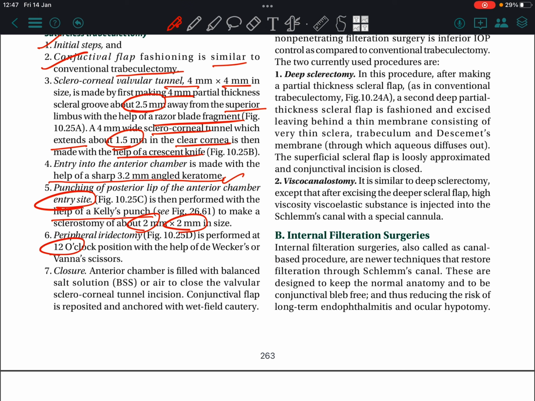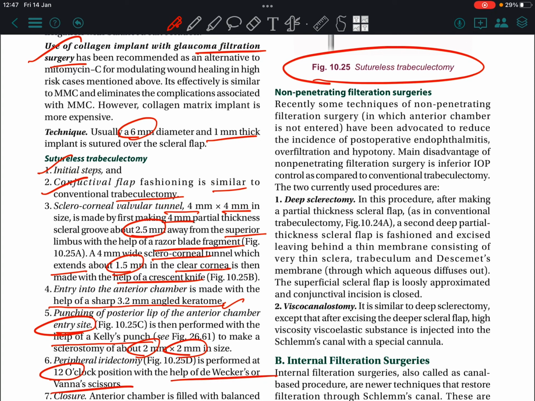Peripheral iridectomy is performed at 12 o'clock position with the help of De Wecker or Vannas scissors. Closure: the anterior chamber is filled with balanced salt solution or air to close the valvular sclerocorneal internal incision. The conjunctival flap is repositioned and anchored with wet field cautery. Non-penetrating filtration surgery: two currently used procedures are deep sclerectomy. In this procedure, after making a partial thickness scleral flap, a second deep partial thickness scleral flap is fashioned and excised, leaving behind a thin membrane consisting of very thin sclera, trabeculum, and Descemet's membrane through which aqueous diffuses out. The superficial scleral flap is loosely approximated and the conjunctival incision is closed.